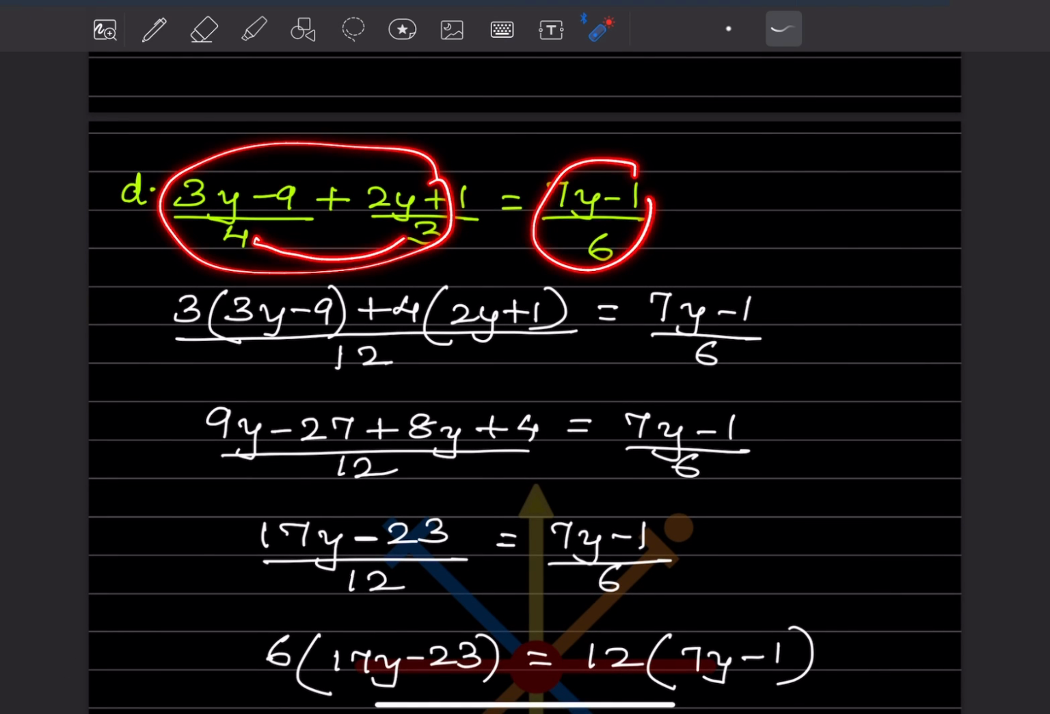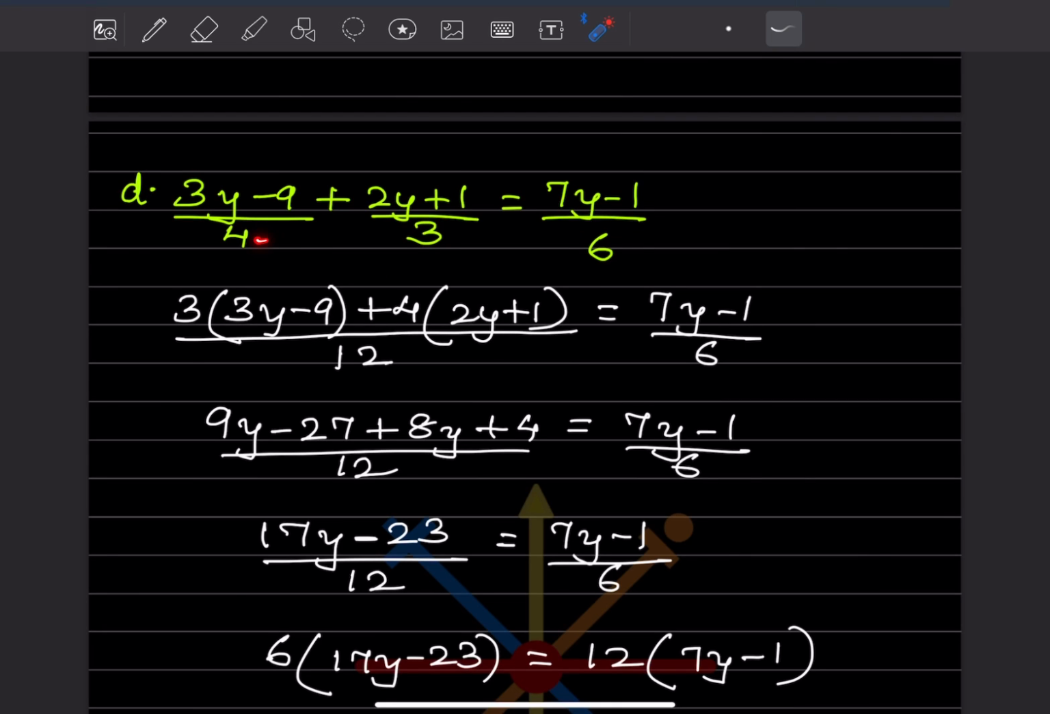So we can see the denominators are different. So when we take the LCM of 4 and 3, we get 12. So this should be multiplied by 3. So this will be 3 into 3y minus 9. And this will be multiplied by 4. So that will be 4 into 2y plus 1. And this bracket is very important because there are two terms. Same over here. Divided by 12, this will stay the same.